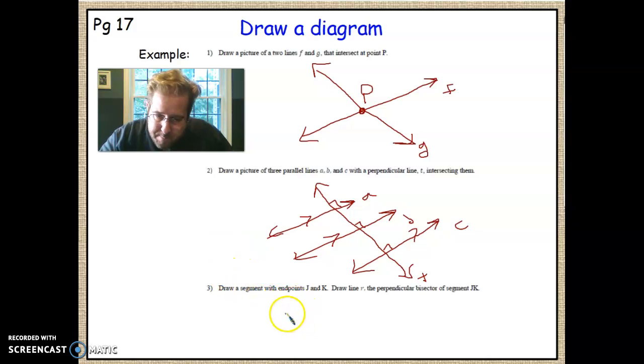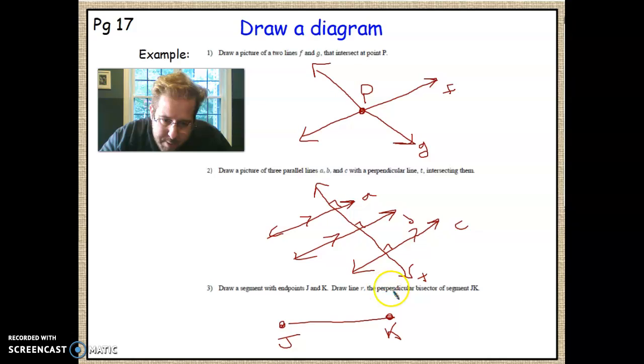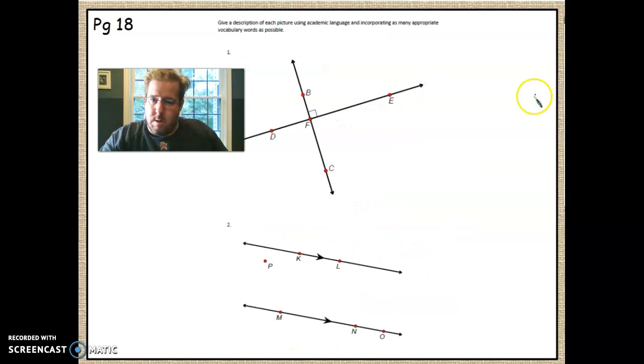Draw a segment with endpoints J and K, capital letters. Draw line R, the perpendicular bisector. Line R will be right here, lowercase r, perpendicular and bisector. The fact that it's a bisector means that it splits JK in half. All right, and there we go.